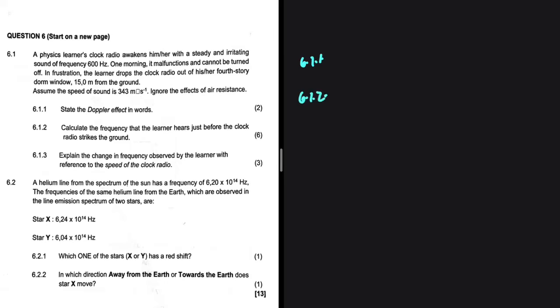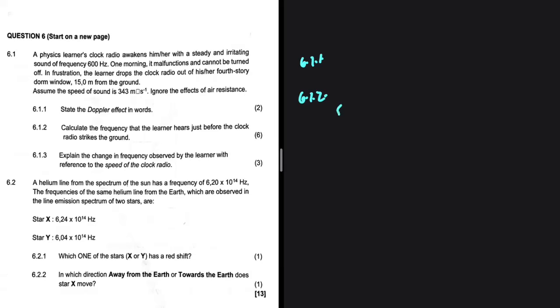6.1.2. A physics learner's clock radio awakens her with a steady and irritating sound of frequency 600 Hz. One morning it malfunctions and cannot be turned off. In frustration, the learner drops the clock radio out of a 4th-story dorm window, 15 meters from the ground. Assume that the speed of sound is 343 meters per second. Ignore the effects of air resistance. Calculate the frequency that the learner hears just before the clock radio strikes the ground.